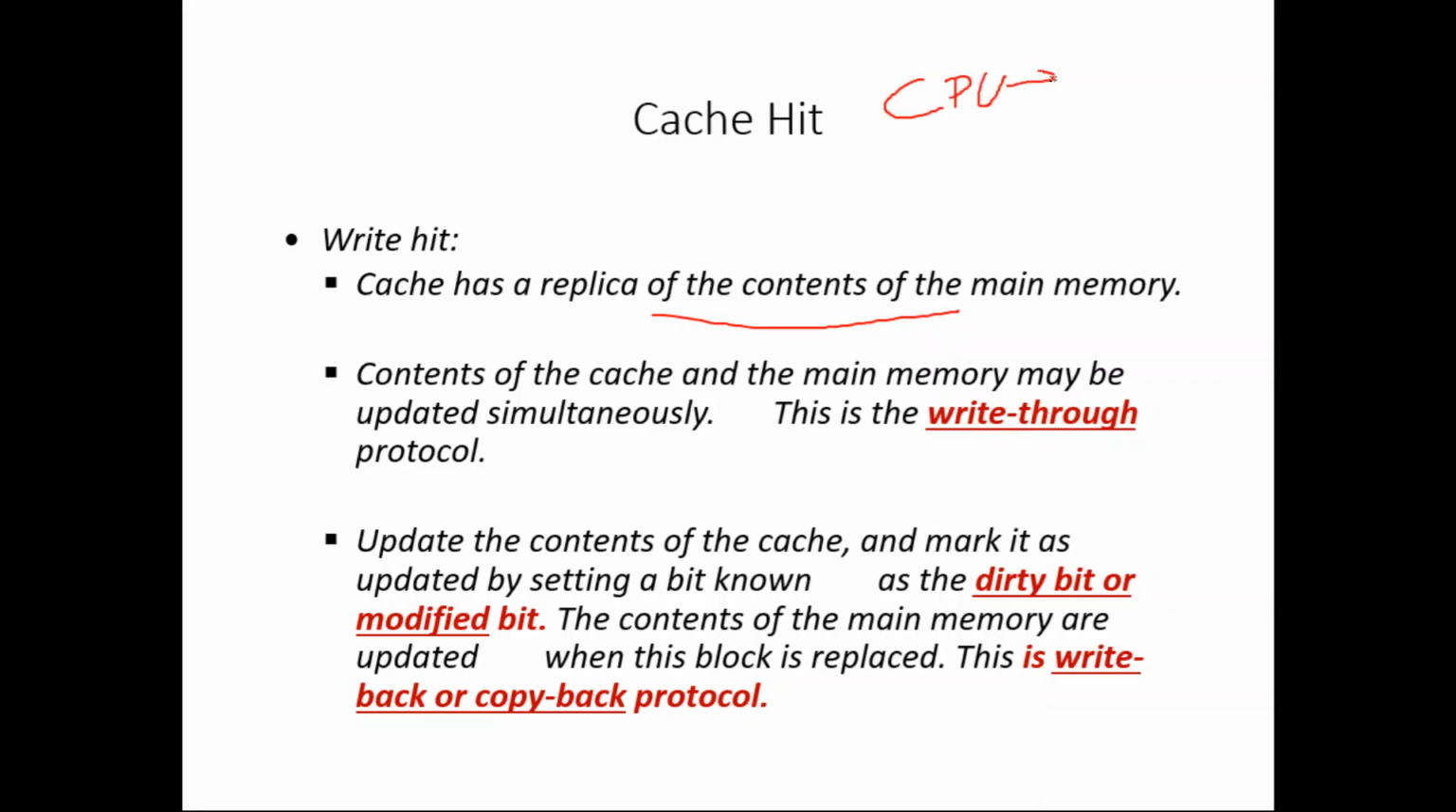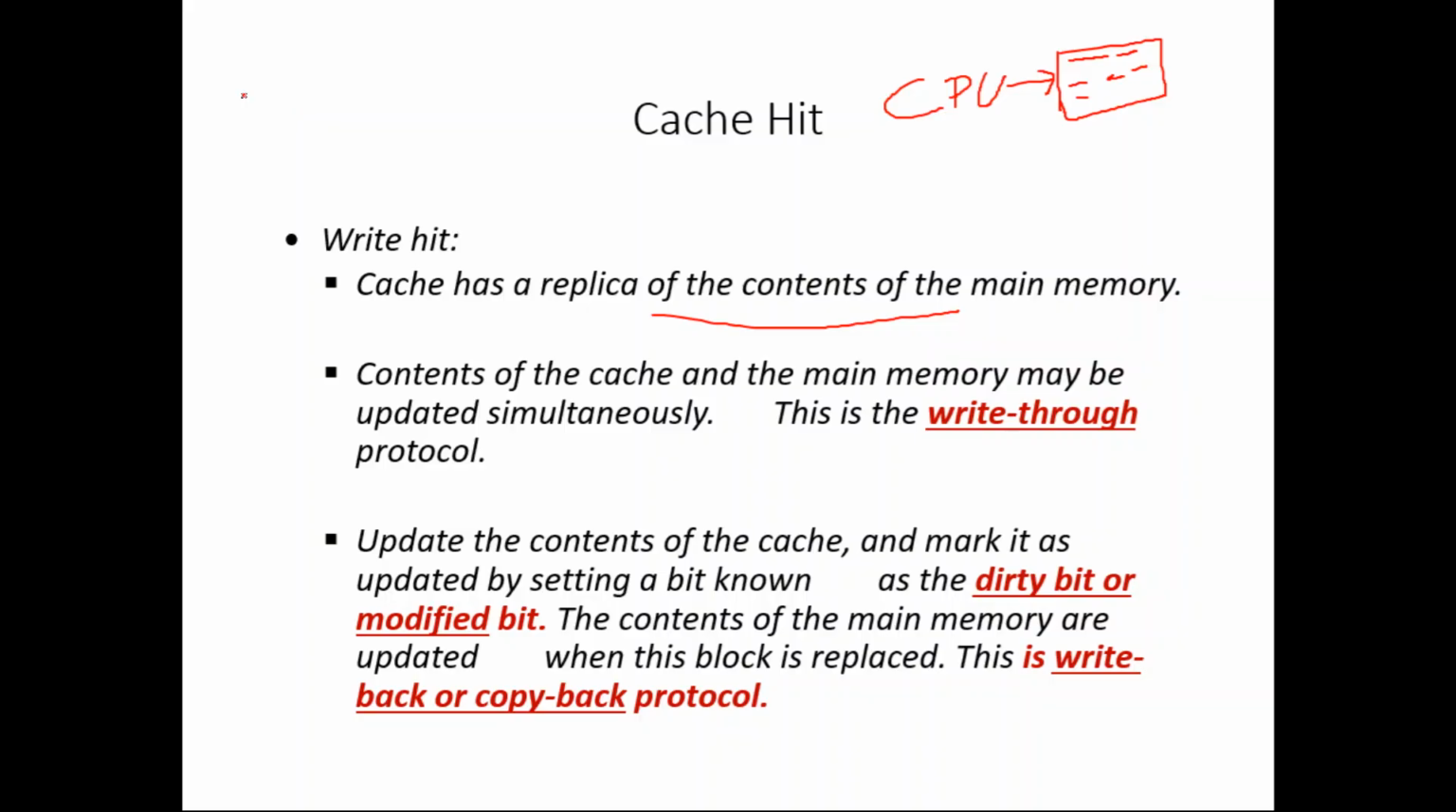Now the memory control circuitry or operating system first checks the cache memory, to see whether the particular data that the CPU wants to write to the main memory is available in the cache memory or not. If it is available in the cache memory, then that is called a write hit.